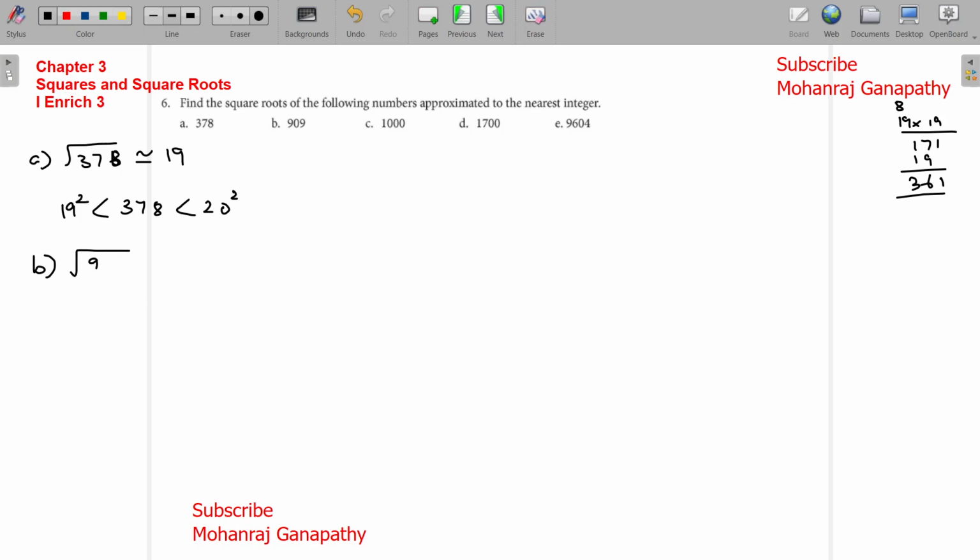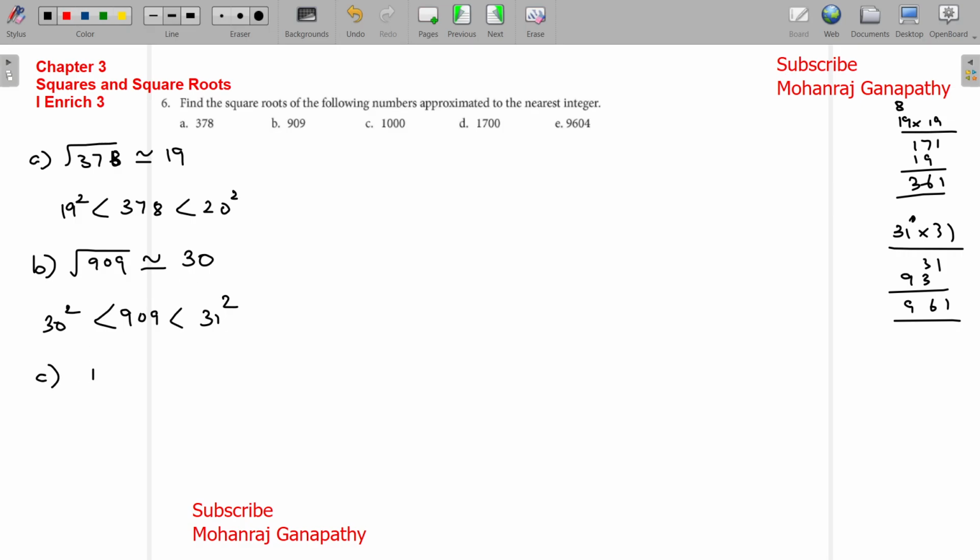B. Square root of 909. So 909 is between 30 square and 31 square. 31 square is what? 31 into 31. 961. 30 square is 900. So 909 lies between 30 square and 31 square. So its approximate value is 30.